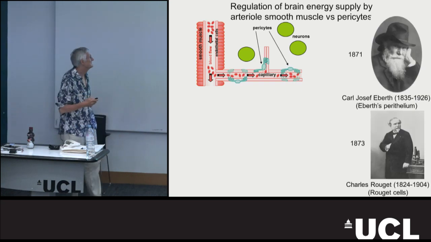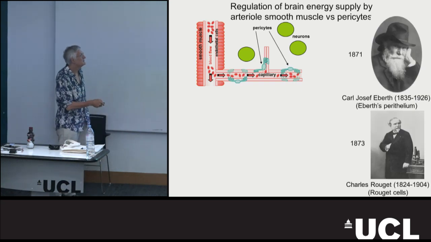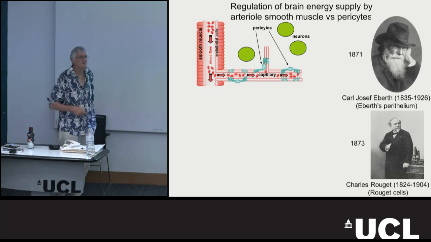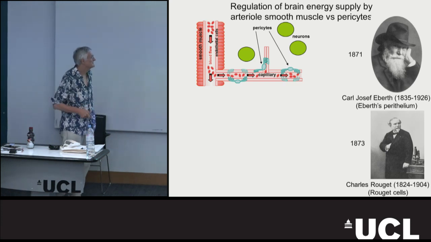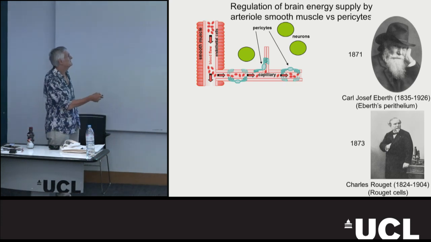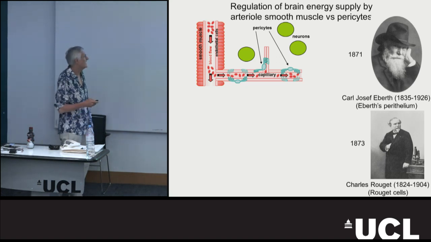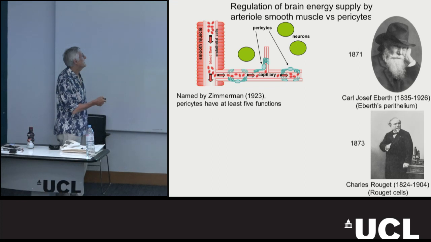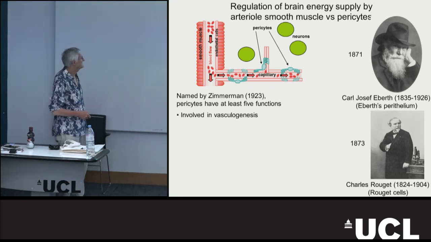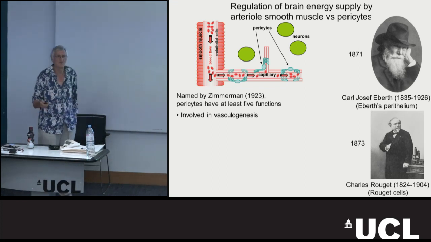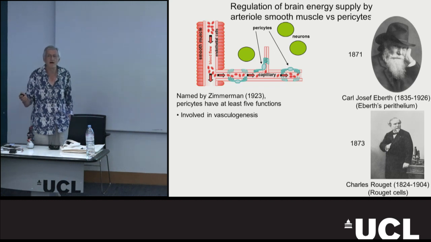But it turns out this is not the whole story, because these old guys, Karl Ebert in Germany and Charles Rouget in France, discovered these cells called pericytes located on capillaries, many of which are contractile. They were named 50 years after they were discovered, and they have at least 5 functions. They're actually found on blood vessels throughout the body.